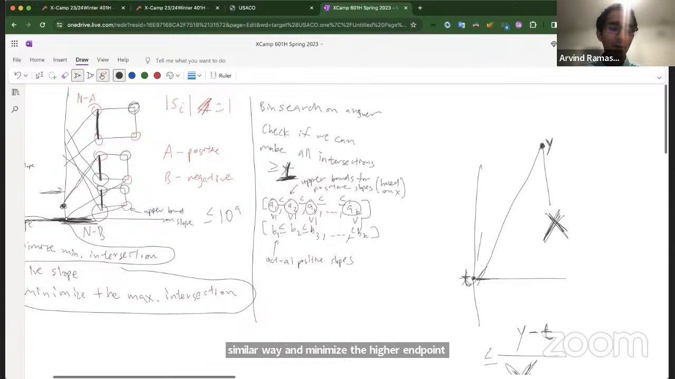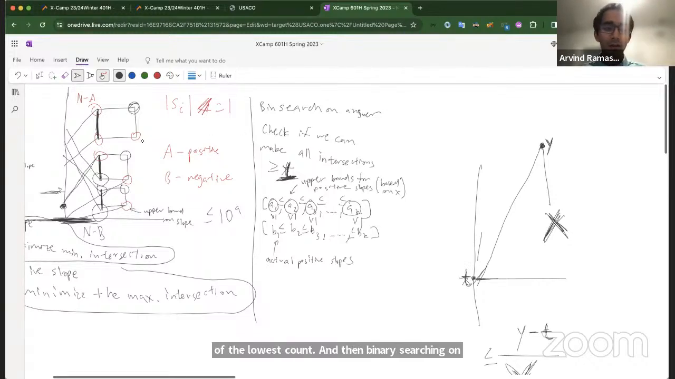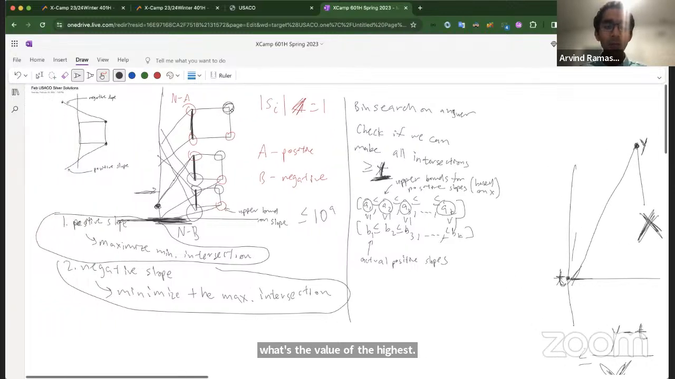So basically, binary searching on the value of the lowest and then binary searching on the value of the highest. Just to summarize, we use the fact that we know which vertices have positive slopes attached to them, and which vertices have negative slopes attached to them. We wanted to find the minimum and maximum intersections with the y-axis of these lines, and binary search ends up being a straightforward way to do it. Any questions?